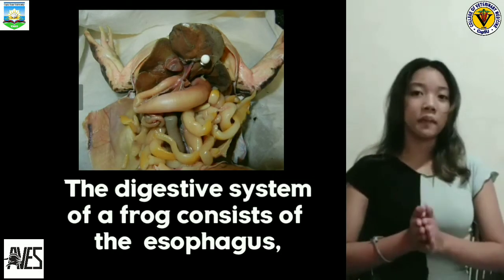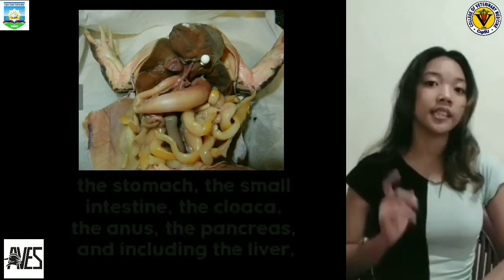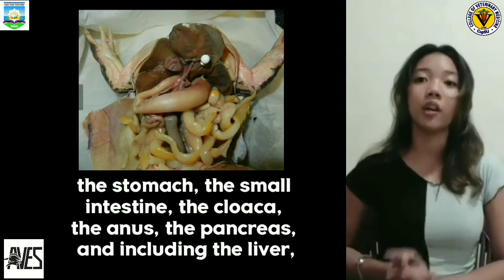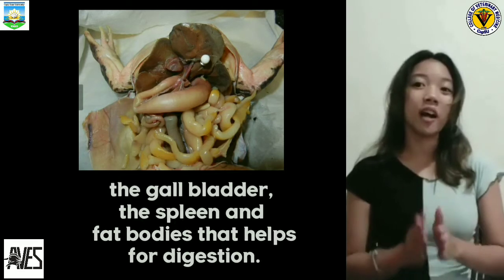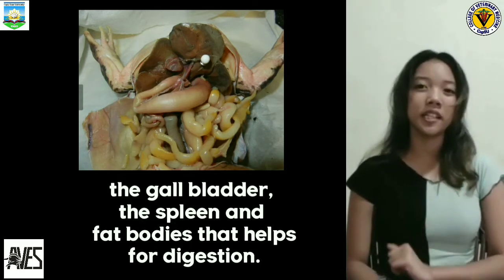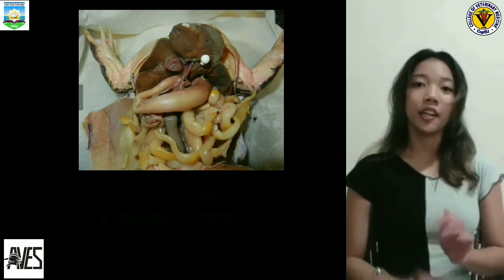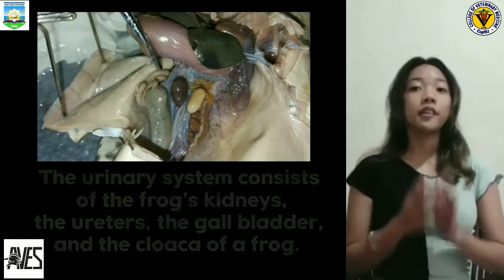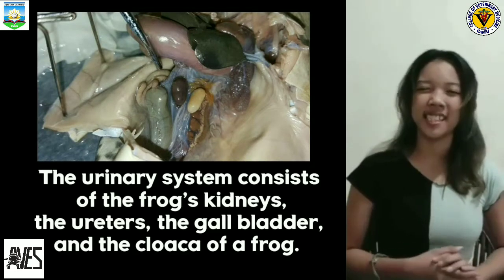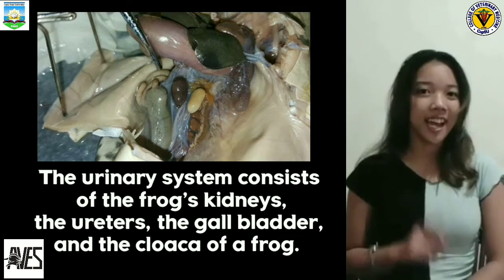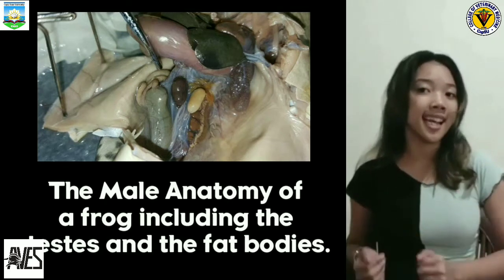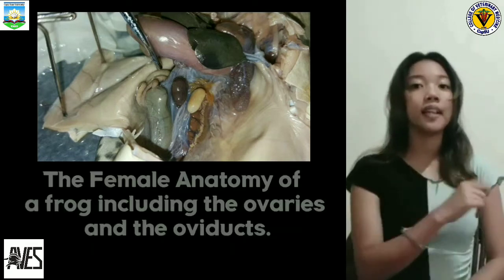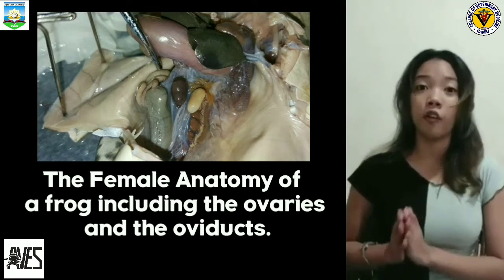The digestive system of the frog consists of the esophagus, the stomach, the small intestine, the cloaca, the anus, the pancreas, and including the liver, the gallbladder, the spleen, and fat bodies that help with digestion. The urogenital system of the frog. The urinary system consists of the frog's kidneys, the ureters, the bladder, and the cloaca of a frog. The male anatomy of a frog, including the testes and the fat bodies. The female anatomy of a frog, including the ovaries and the oviducts.